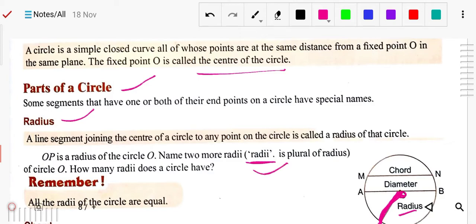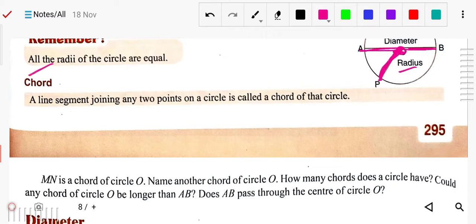Next we have the diameter. Diameter is another part related to the radius, or you can say it is two times the radius. Suppose from the center to here is one radius, and from the center to here is another; two times the radius is your diameter. All the radii of a circle are equal. In a circle there can be many radii, infinitely many, uncountable, you cannot count them.